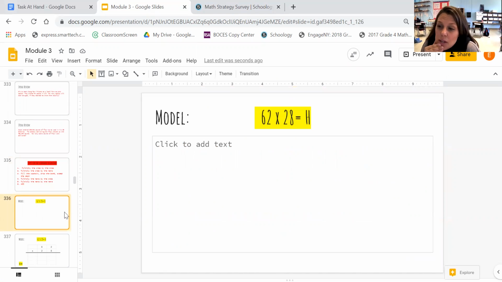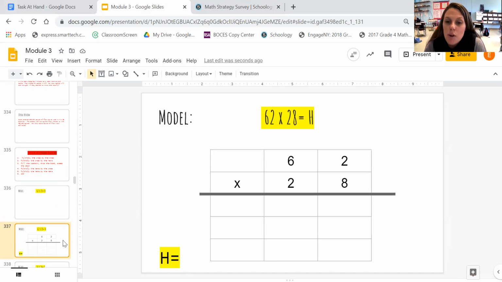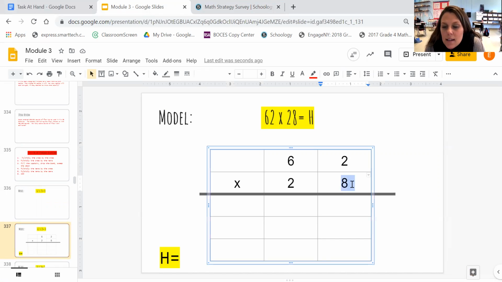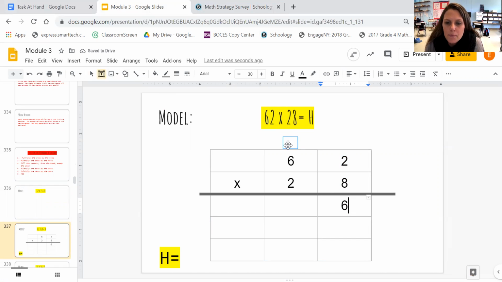I have 62 times 28, and I'm solving for the variable of h. So what we do first is we just simply write our algorithm or our equation vertically, and then we multiply our ones by our ones. So 8 times 2 is 16. Now I can't fit 16 in one place value, so what I'm going to do is put my 6, and then I regroup that 1.